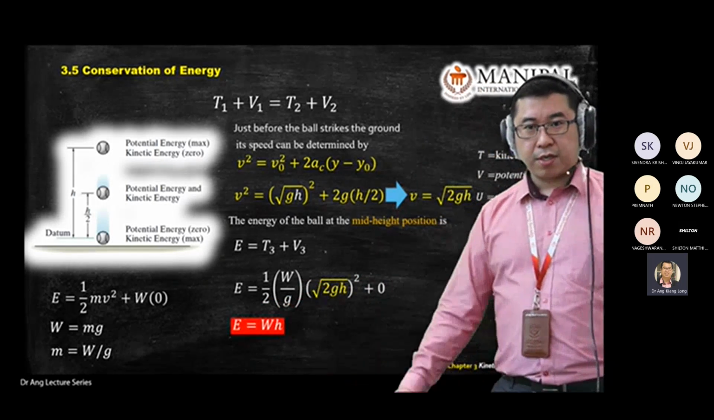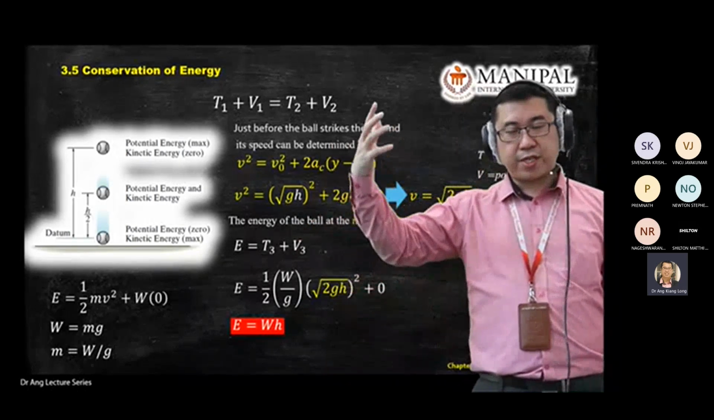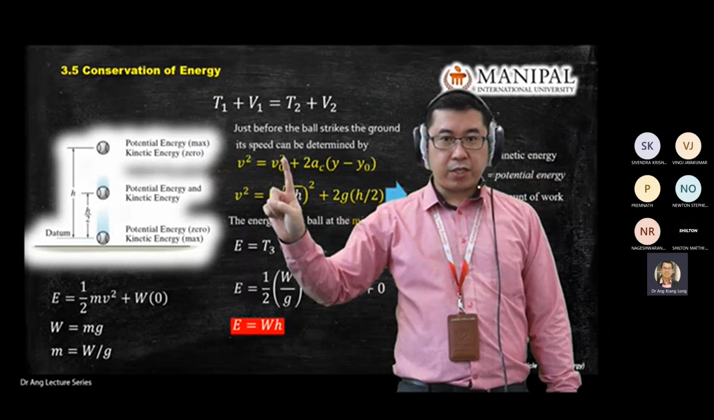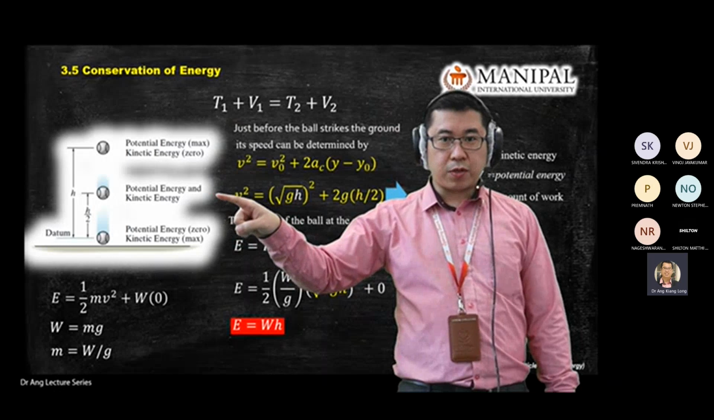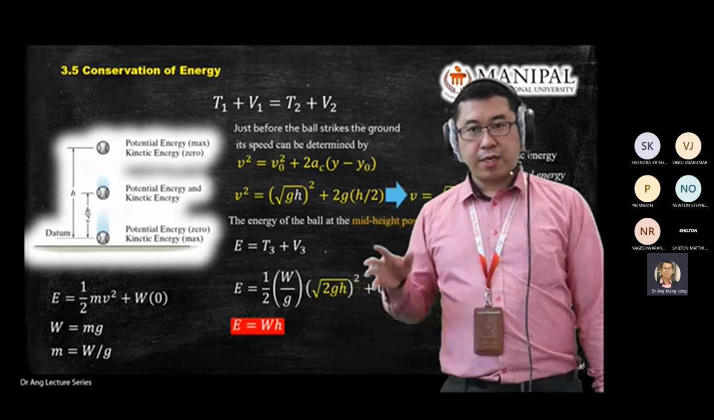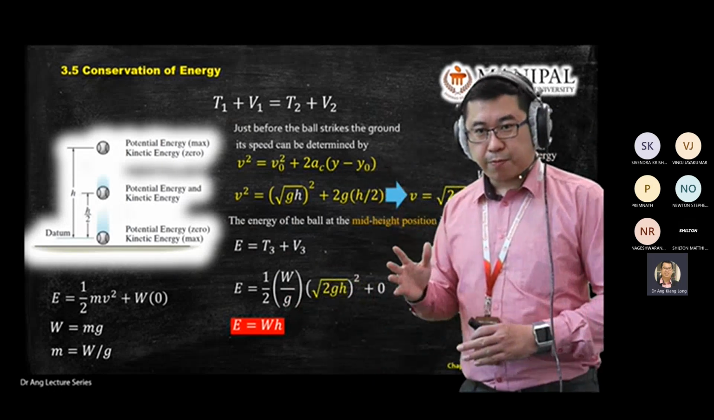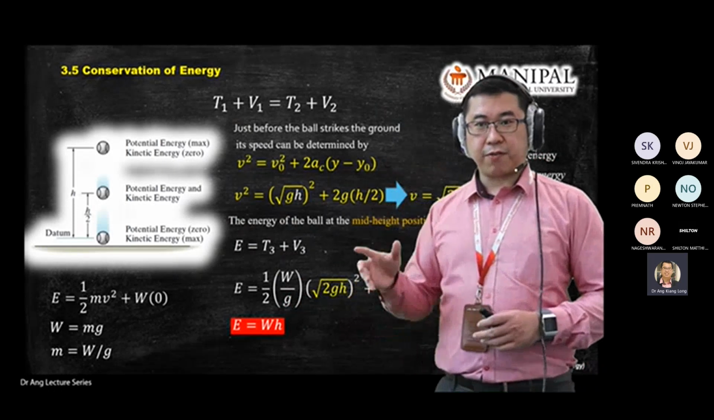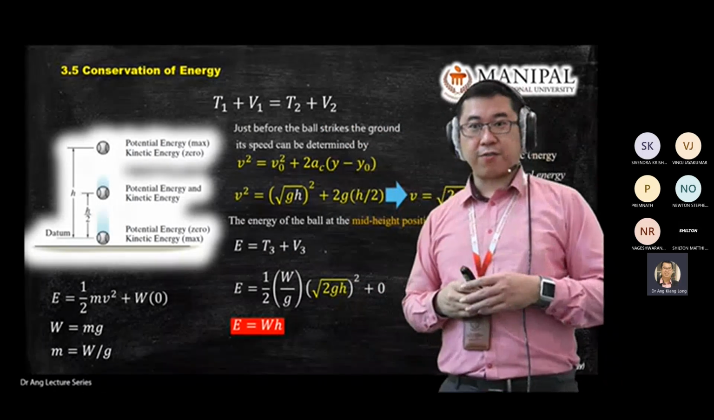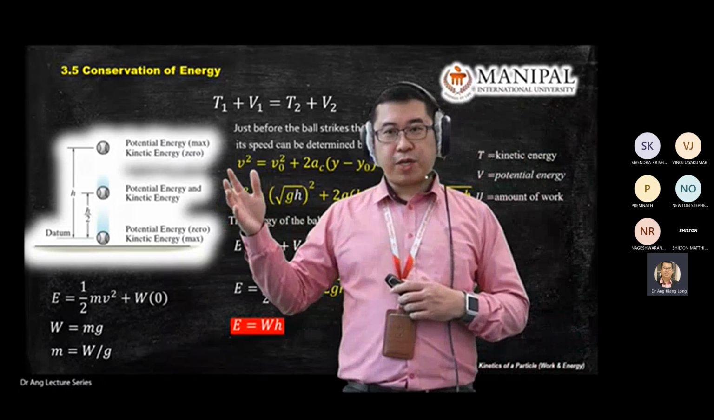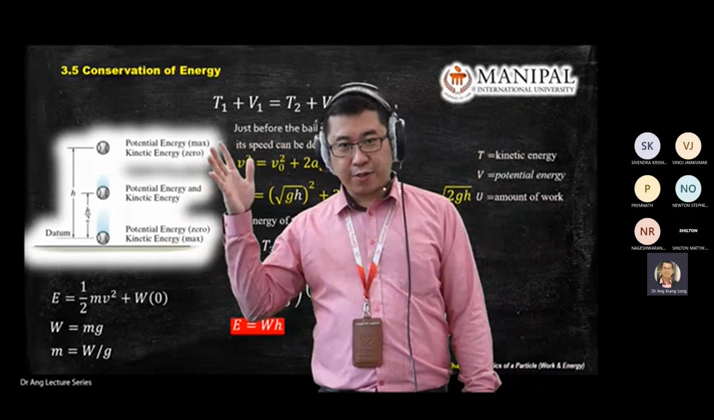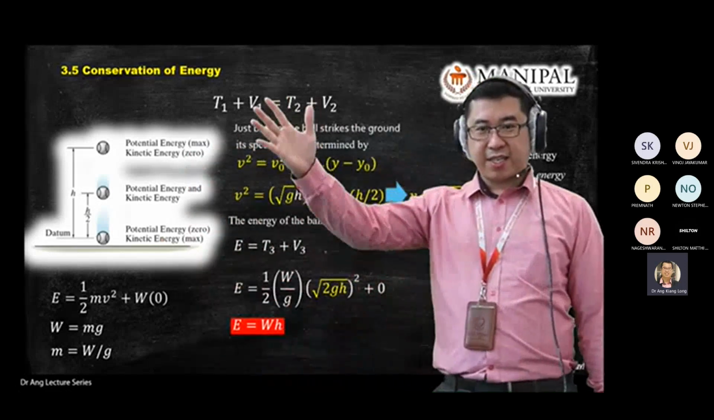So WH. From the three slides before this, at the initial position, the energy equals WH. At the middle position, energy equals WH. Before it hits the ground, energy becomes also WH. This equation proves that the energy is conserved. This equation only works when the energy is conservative. As we go deeper, when we consider drag and friction force in the air, this doesn't work anymore.